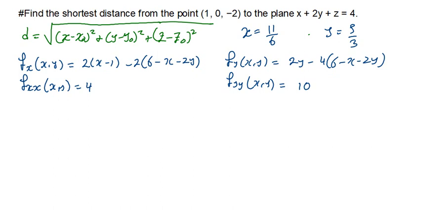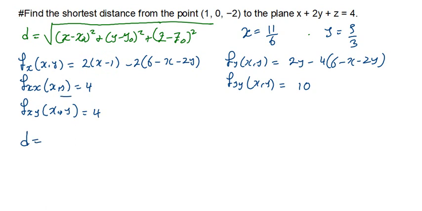I also need to find the mixed partial. Remember, we are going to use it when finding the discriminant. For the second partial, we differentiate this function with respect to y. All of this is going to be 0, so this will be 0, that will be 0. Differentiate this with respect to y and you get negative 2. Negative 2 by this negative 2 gives you 4.